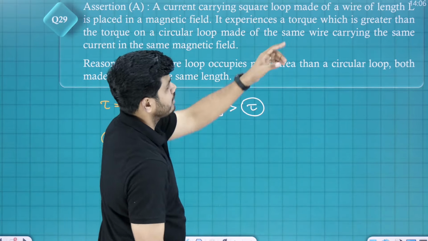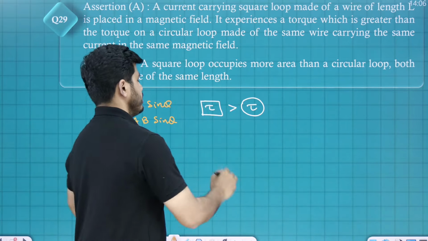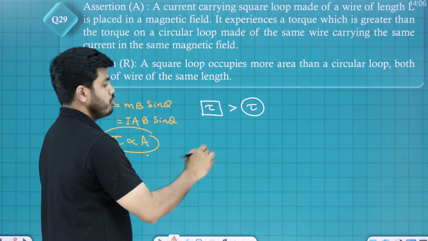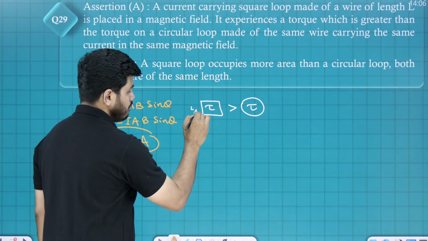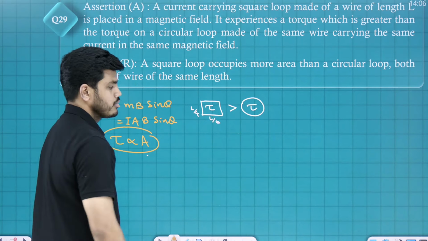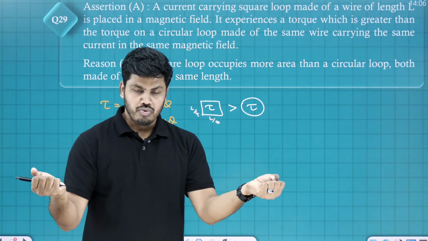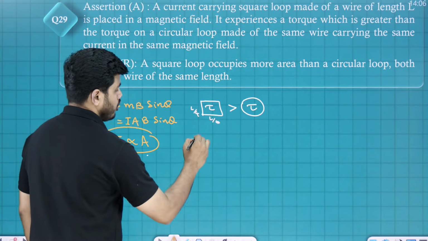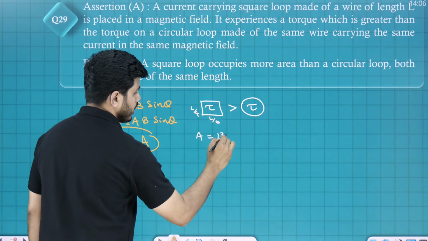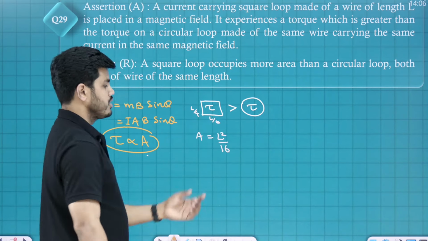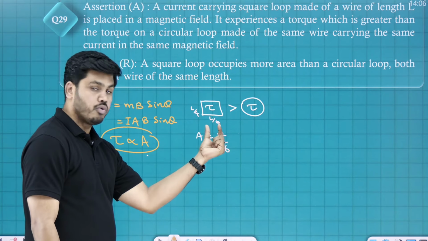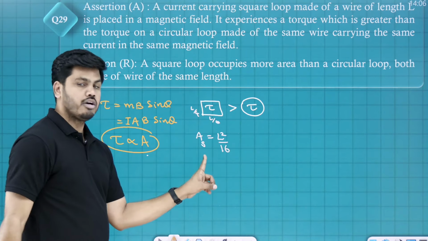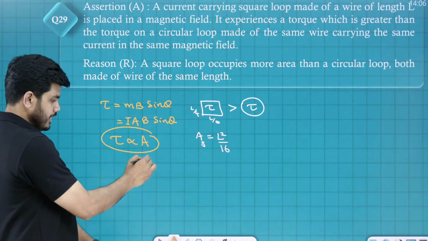One wire of length L is bent to form a square first. If one square loop is formed, one side will be L by 4, right? Because one wire of length L is bent into 4 sides, so it will be equally divided. Area of the loop is going to be L square by 16, because it is L by 4 the whole square. So this is the area of the square loop. We have to check this later.